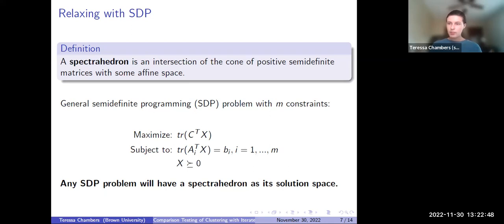So what that means is that if we're interested in the elliptope with its vertices that represent partitions, or the K-way elliptope with its vertices representing even more partitions, those objects are the solution spaces for semi-definite programming problems.